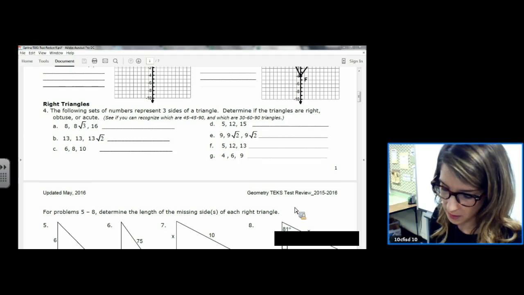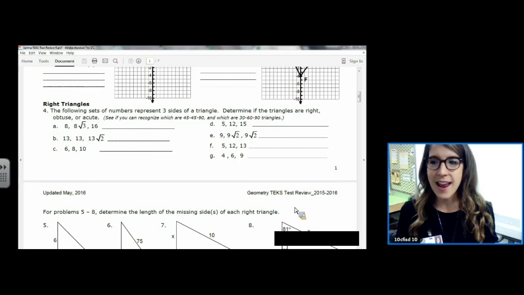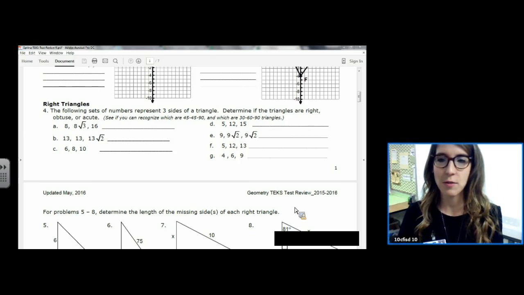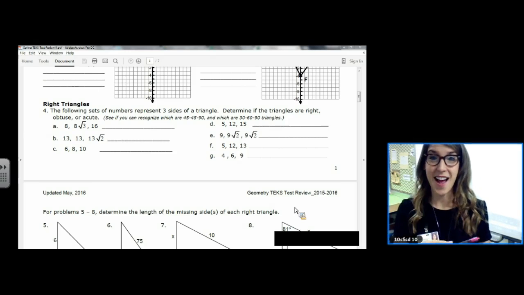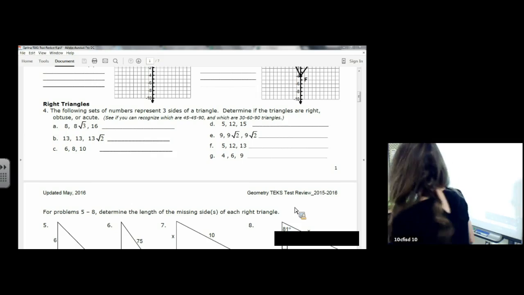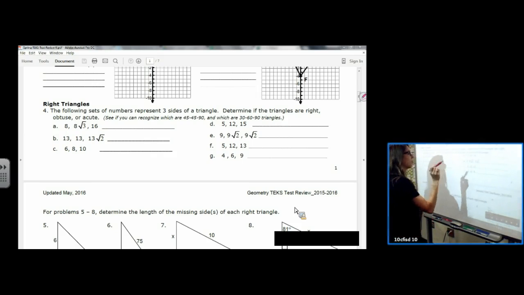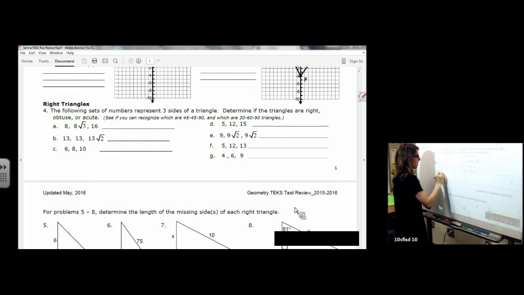All right, 4e is a little bit weird. It almost looks like it's x root 2, right? 9 root 2. But it's not. It's 9 root 2, 9 root 2. So that is an isosceles triangle, right? So anyways, we'll find out what happens in a minute.